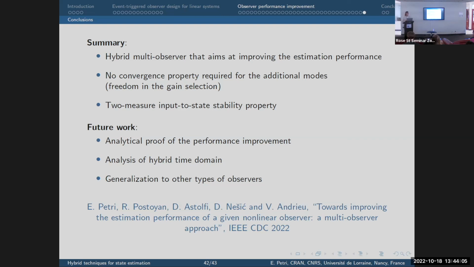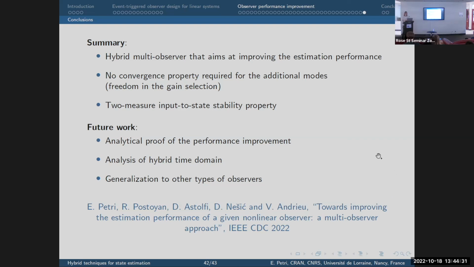In the future, we plan to give an analytical proof of this performance improvement. We also want to give an analysis of the hybrid time domain. Moreover, we would like to generalize this approach to other types of observers. And if you are interested in more details of this work, it can be found in this reference, Towards improving the estimation performance of a given nonlinear observer: a multi-observer approach, that has been accepted for presentation at the next CDC.